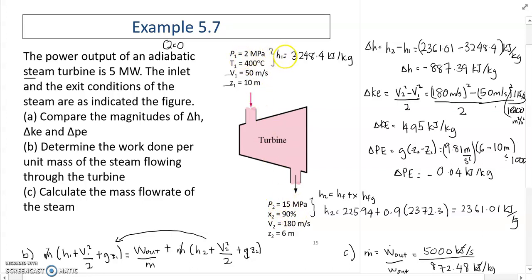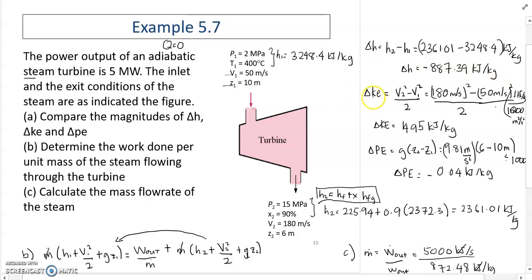So from table A6, your H1 at this condition, 2 MPa and 400 degrees Celsius, is equal to 3248.4 kJ per kg, while for your H2, since they give you the quality, you need to use this equation: H2 equals HF plus X HFG. Plug in here and you will get H2 equal to 2361.01 kJ per kg. Now you already have your H2 and H1, so you calculate delta H. Delta H equals H2 minus H1, so you will get delta H equal to negative 887.39 kJ per kg.